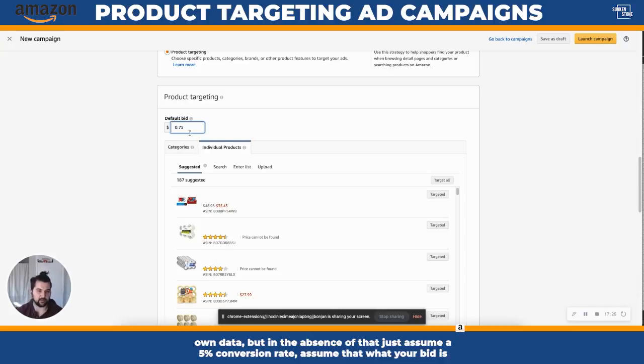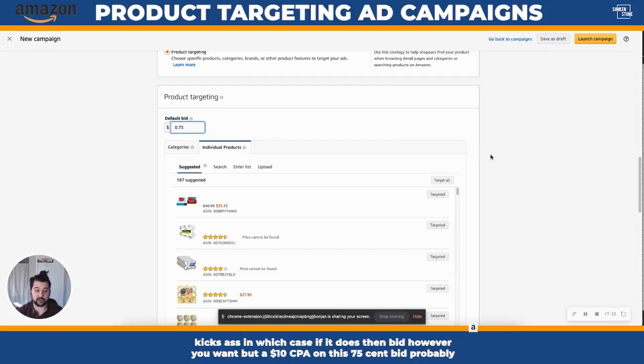Assume that what your bid is going to be is probably going to be roughly like 60 to 70%. So we could say that's like 0.5. And then at a 0.5 CPC with a 5% conversion rate, that would be $10 of spend per sale. And so these usually the ACOS gets pretty high. The ACOS has just been creeping up over like the last 5 years. So don't expect 20s unless your product really kicks ass.